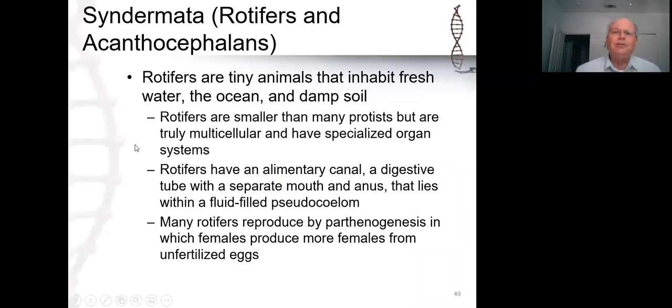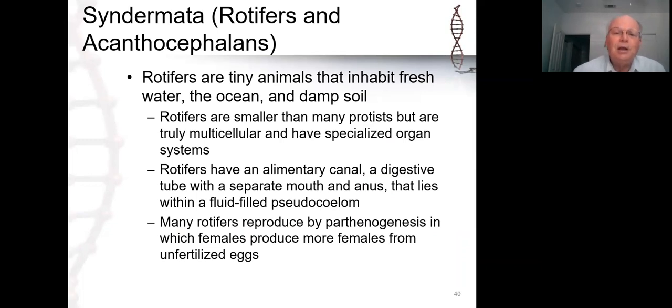Then we have the Cynodermata. These are the rotifers and the acanthocephalans. This is the new phylum that's been created because we now consider the rotifers and the acanthocephalans to be a single clade.